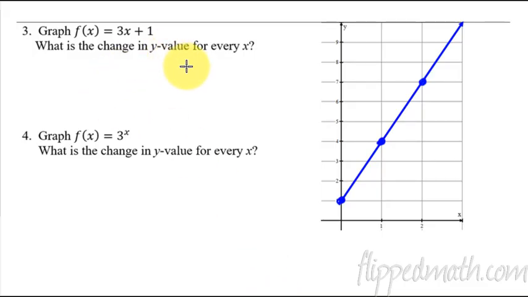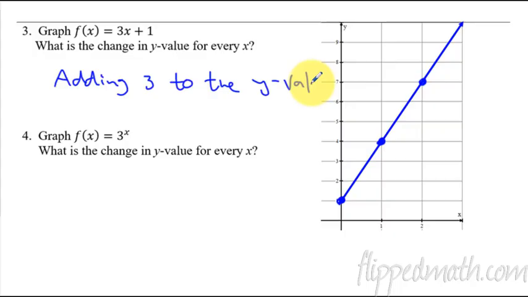So what is the change in y value for every x? Every time we move over an x, our y value is adding 3 each time. We are adding 3 to the y value. Well, what about the next one?